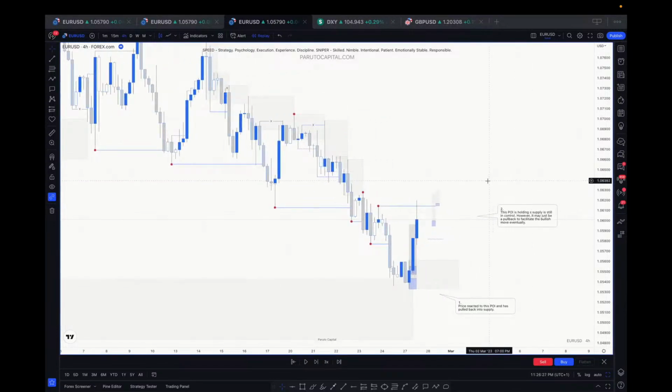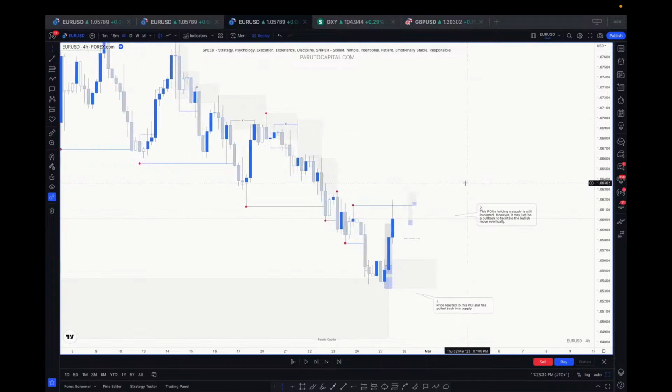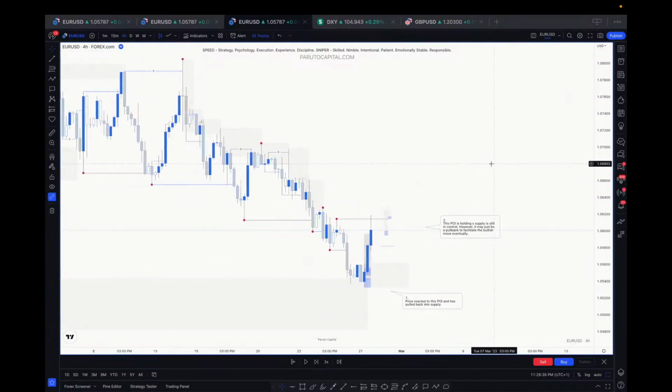You're not wishing for price to do what you wanted it to do. You're simply following the market. You're simply following price action. Okay, so I want to believe you've actually taken a ton of lessons from this.